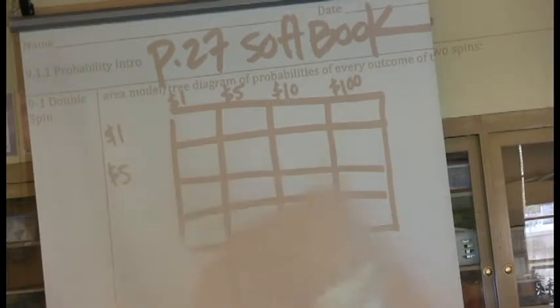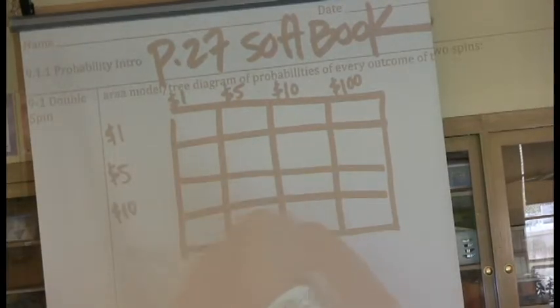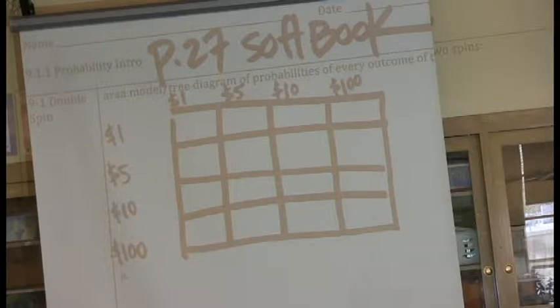Right? The wheel is not changing. I still have 4 possible outcomes. Okay, but we're not going to multiply $1 and $1. So last class when we were working with area models, you have to multiply the fractions. So now we got to go back.